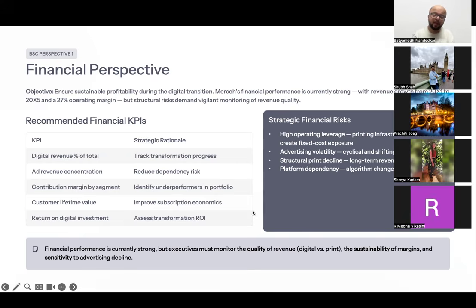Now, see, these are recommended KPIs. Digital revenue as a percentage of total will help you understand whether you are aligned with the digital transformation that the industry is expecting to go through. Ad revenue concentration will tell you how much of your revenue is coming from advertisements, and whether you are still dependent on ad revenues in a major way, or you have been able to bring in more subscribers.